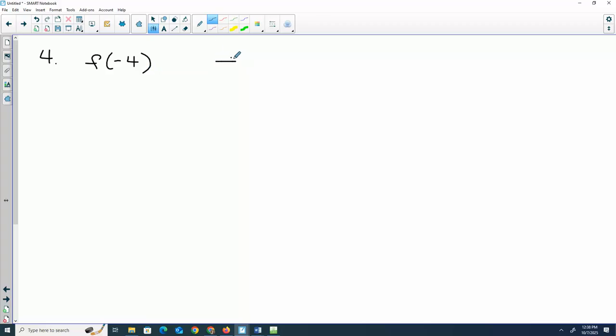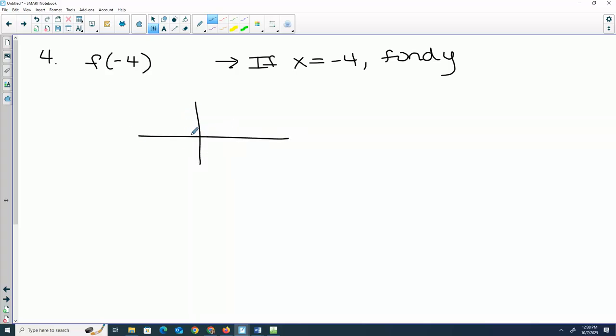When I say f of negative 4, that means if x equals negative 4, find your y. And I said to do that for the graph in 3a. So if you look back at 3a, it looks something like this. So when my x is negative 4, that's right here on the graph, what's the y value of that point? 0. So understanding what that function notation means and being able to evaluate them.